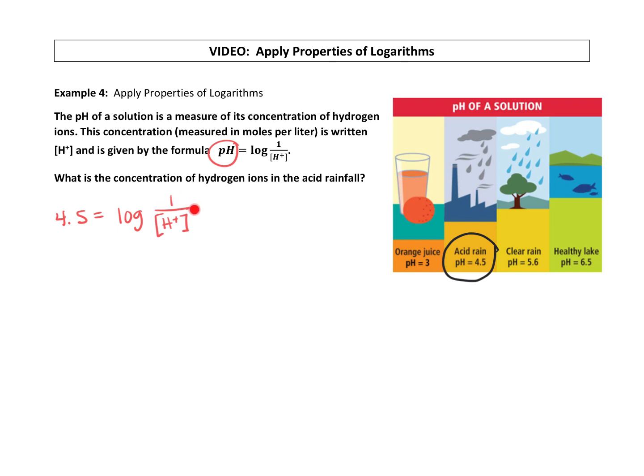So we can see that we're taking the logarithm of a fraction. We will use the quotient property to expand this logarithm. So 4.5 is equal to, when you're taking the log of a fraction, we separate out that numerator and denominator, and we expand it with subtraction: log of 1 minus log of H plus. So we're getting closer to getting that H plus alone.